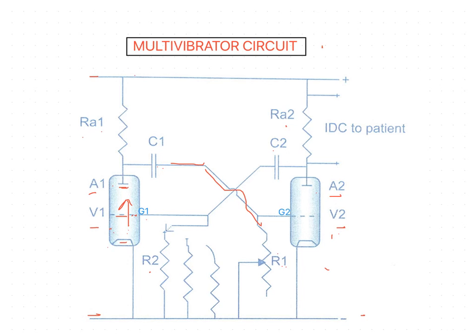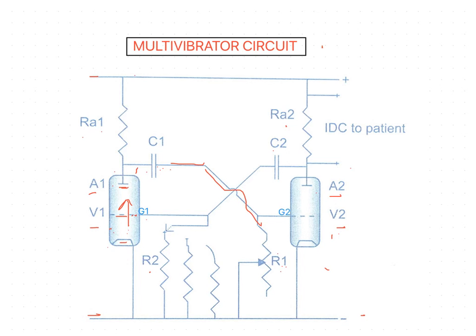One plate of each condenser is connected, since a condenser has two plates. One plate is connected to the resistance in series, and the other plate is connected to the anode of the valve: A1 for C1, and A2 for C2. This is the arrangement of the multi-vibrator circuit.